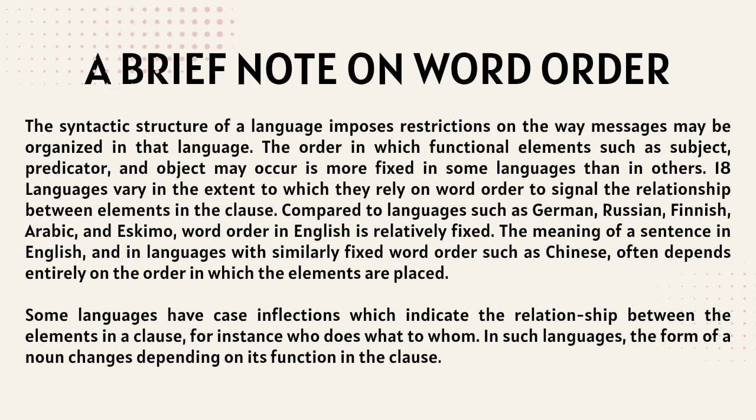The meaning of a sentence in English or in a language with a similarly fixed word order such as Chinese often depends entirely on the order in which the elements are placed. Some languages use inflection which indicates the relationship between the elements in a clause, for instance, who does what to whom. In such languages, the form of a noun changes depending on its function in the clause.